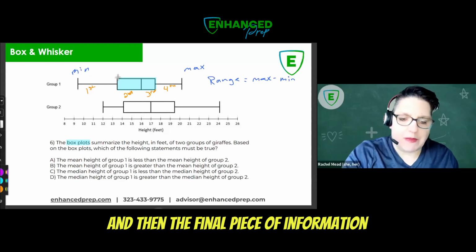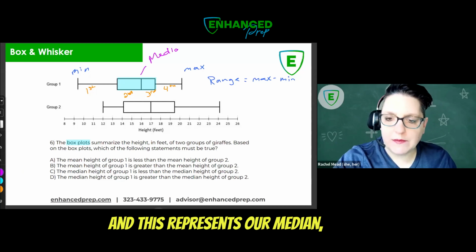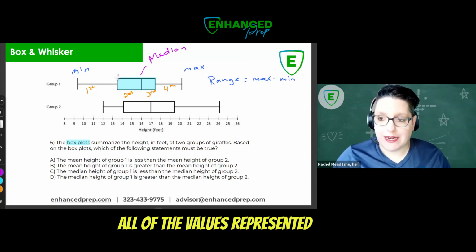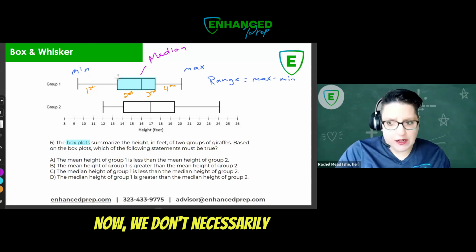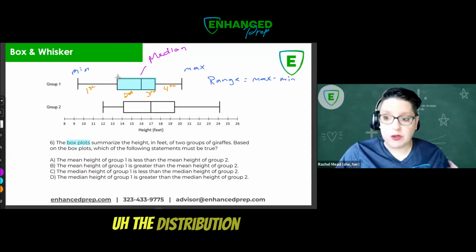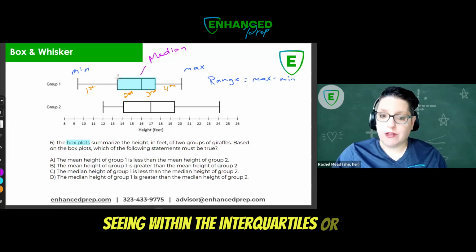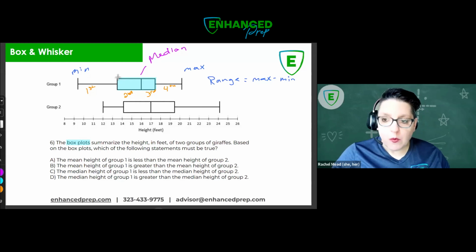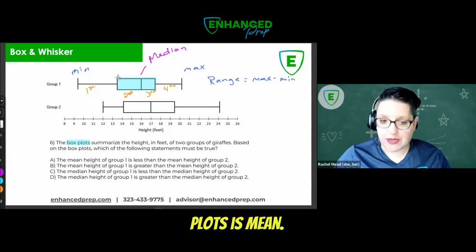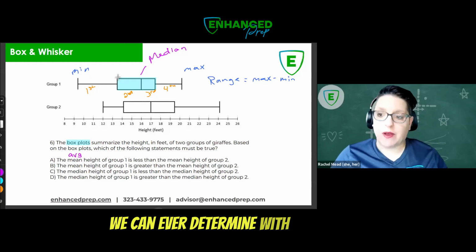And then the final piece of information I want you ready for is this line right here. This represents our median, which means it is the exact middle value of all of the values represented in our data. Now, we don't necessarily know how many numbers we have. We don't know the distribution of those numbers other than what we're seeing within the interquartiles or each individual quartile. One of the things that the test writers want us to confuse when it comes to box plots is mean. And mean, or our average, is not something we can ever determine with a box plot.